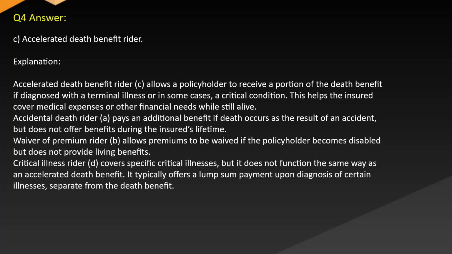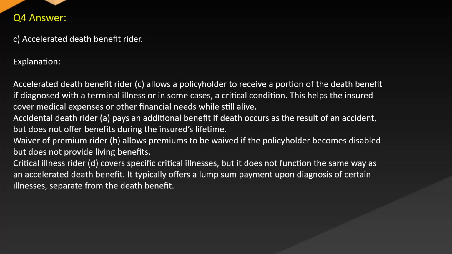Explanation. Accelerated death benefit rider C allows a policyholder to receive a portion of the death benefit if diagnosed with a terminal illness or, in some cases, a critical condition. This helps the insured cover medical expenses or other financial needs while still alive. Accidental death rider A pays an additional benefit if death occurs as the result of an accident, but does not offer benefits during the insured's lifetime.